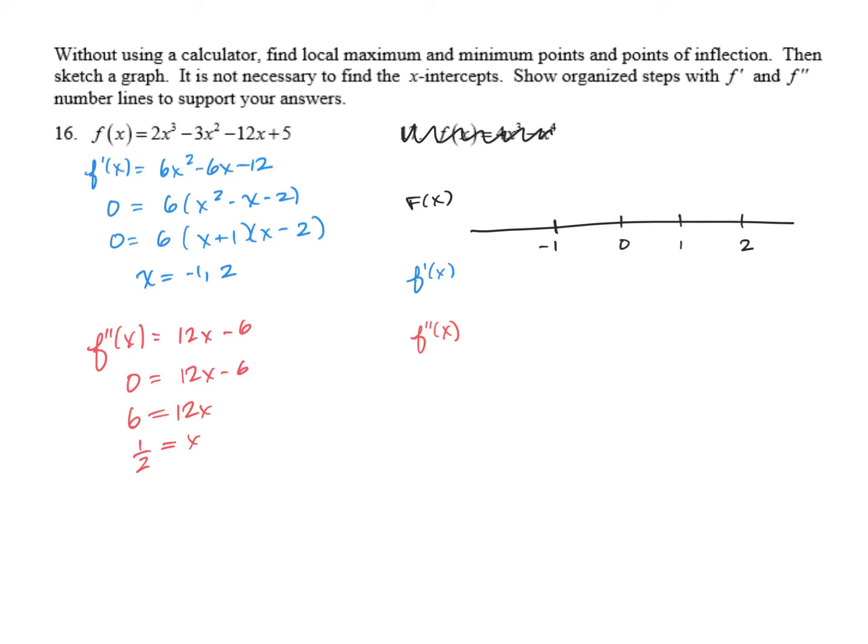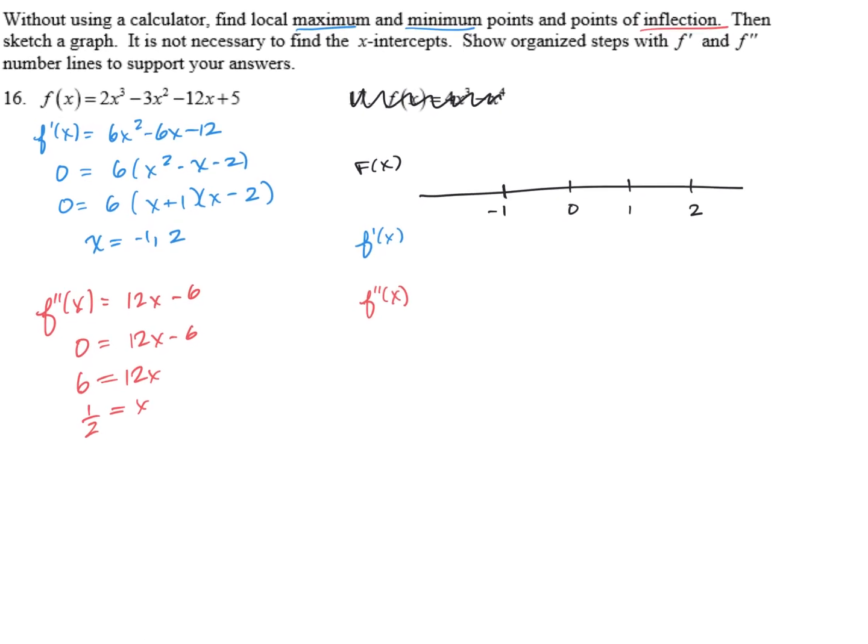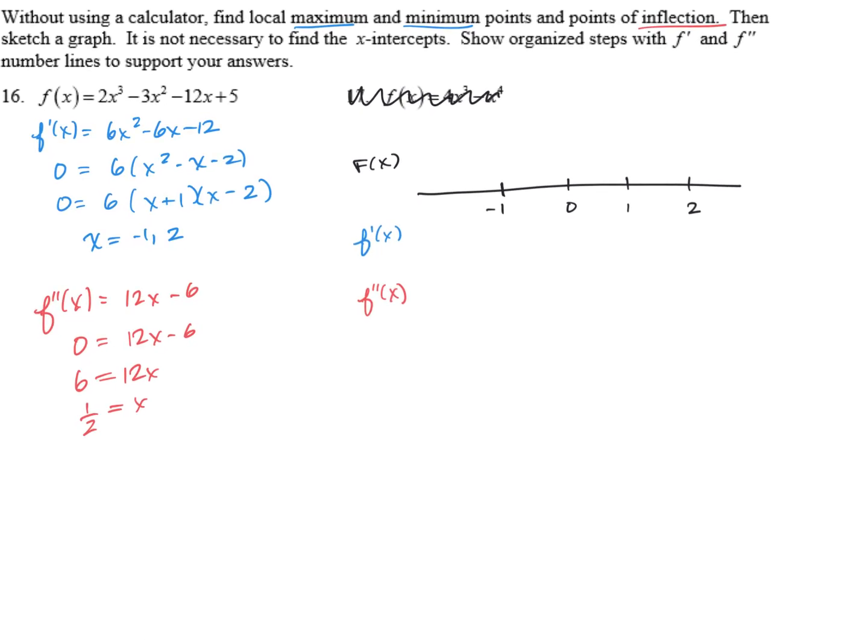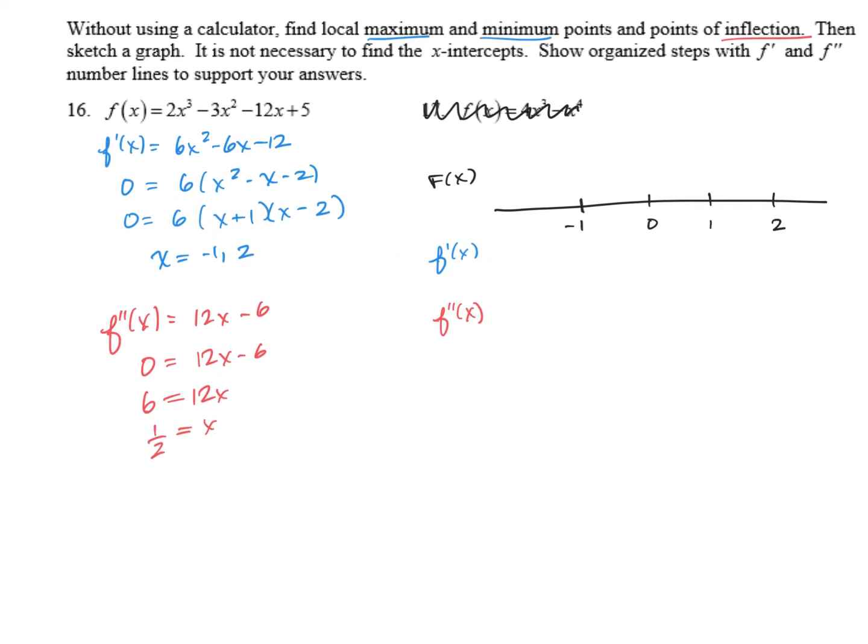For number 16, we're going to first find the local maximum and minimum points, and then we're going to find the points of inflection. So you find the maxes and the mins with the first derivative. So we're going to take the first derivative. Here it is. I've already done all the algebra. And that gives us, when we set the first derivative equal to 0, there are no places where it's undefined.